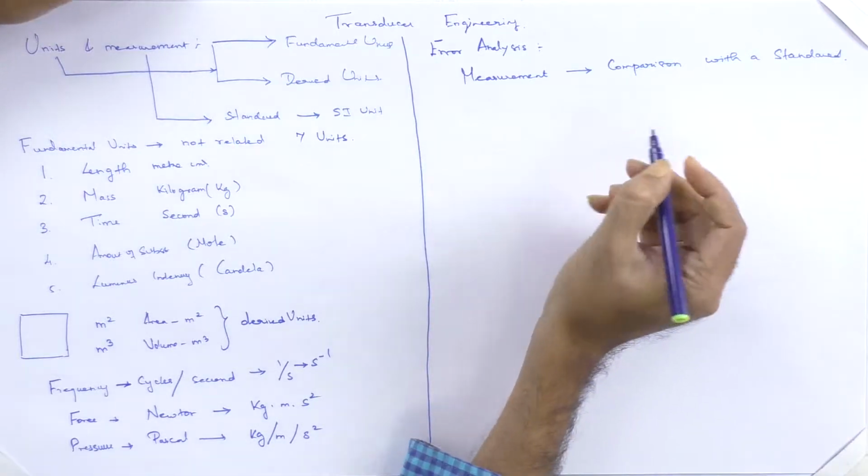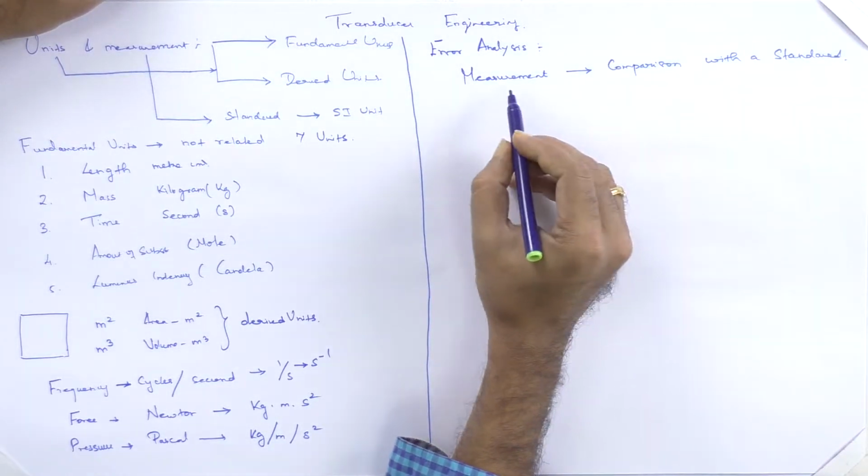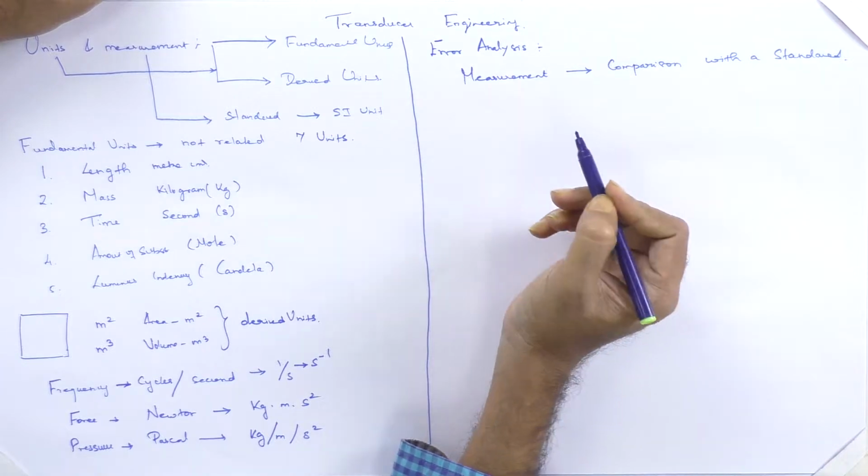The standard now lies in a Calibration Bureau. The International Calibration Bureau is set up in Paris, and our National Bureau is set up in Delhi. So this is what we do in error analysis.